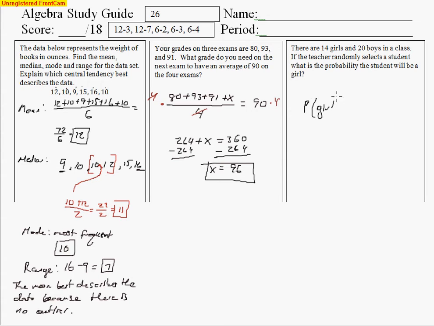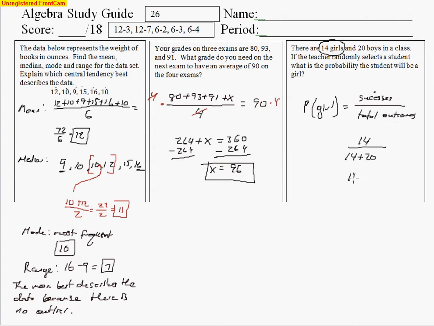And so remember, our probability goes the successes over total outcomes. That is what the probability is. And so our successes are girls. There are 14 of them. So it's going to be 14 out of the total number of outcomes. It's going to be the boys and the girls added up.